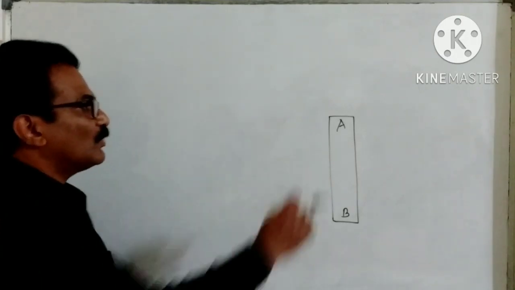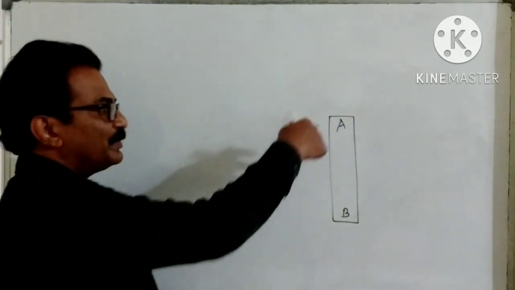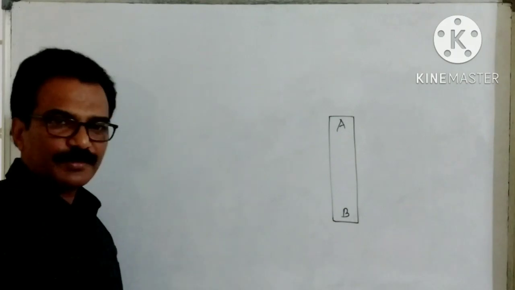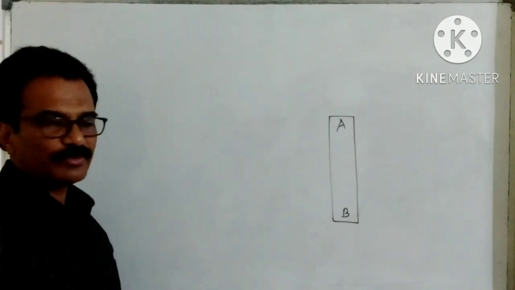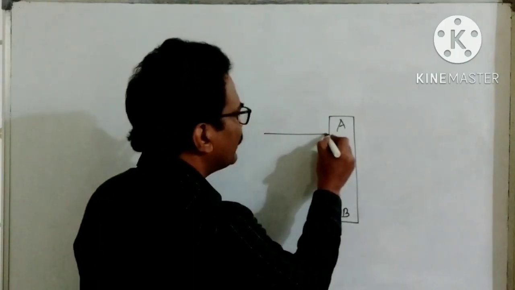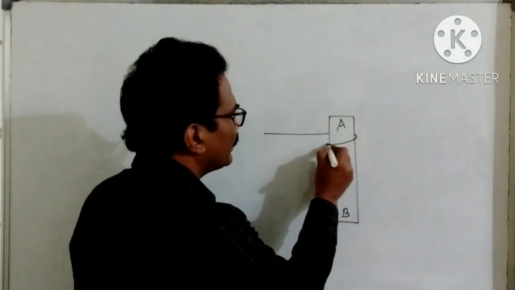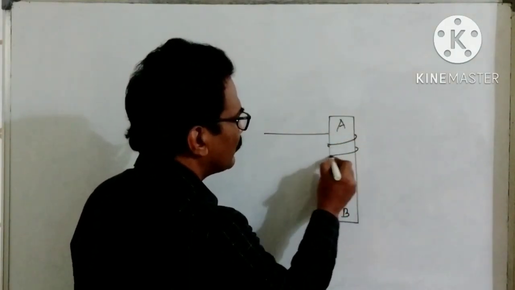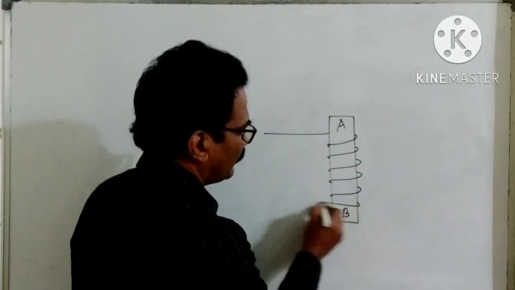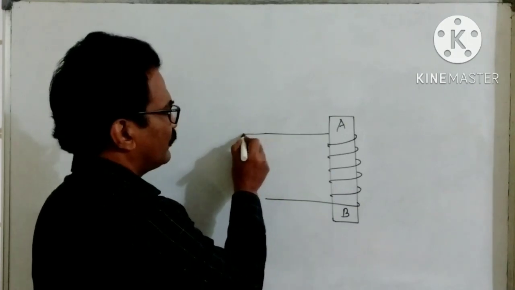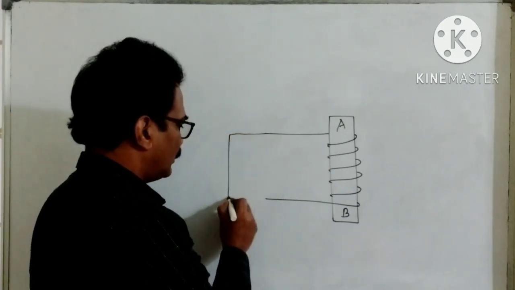Then they need a north pole here. So what should be the direction of current there? How will you arrange that? Anti-clockwise, yes, this side. So how will you wind it? Shall I wind it like this? I am showing the winding like this. Imagine, like this. Here I have to connect the battery.